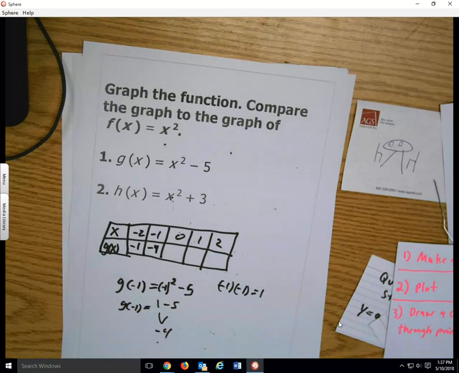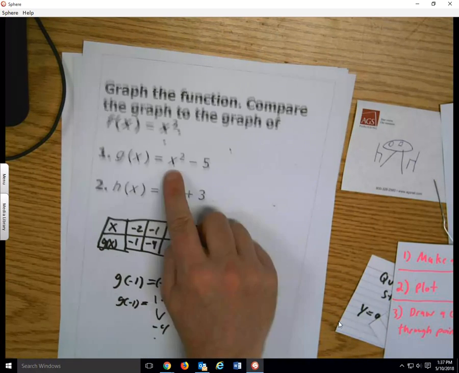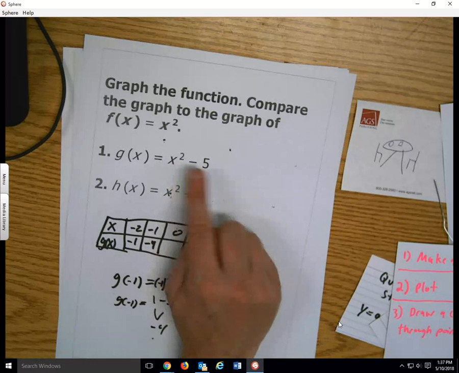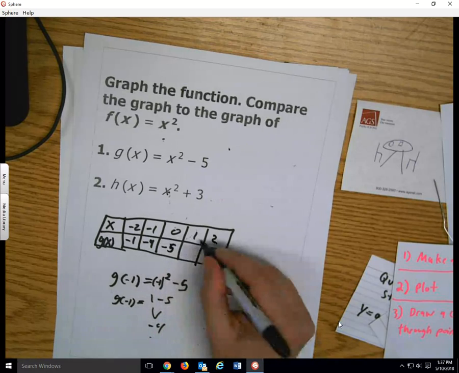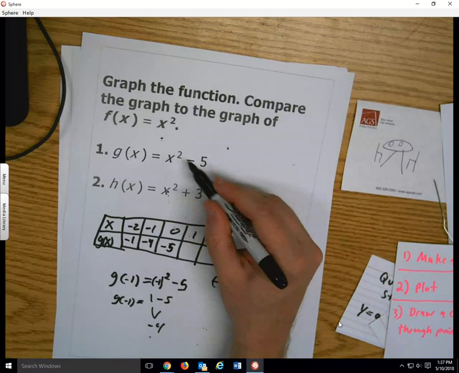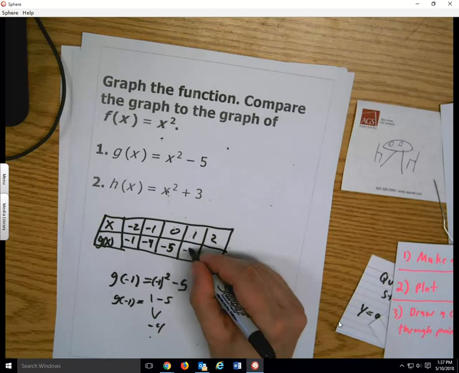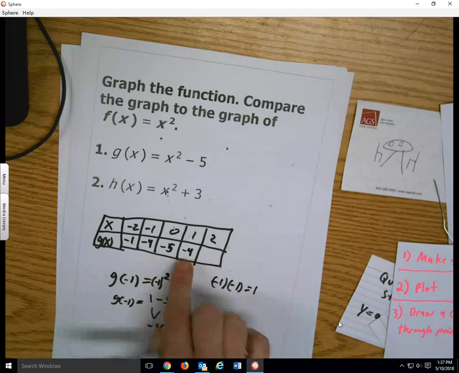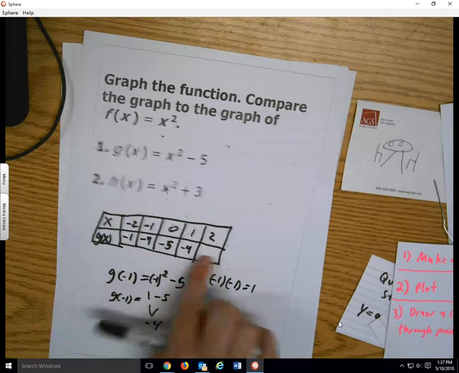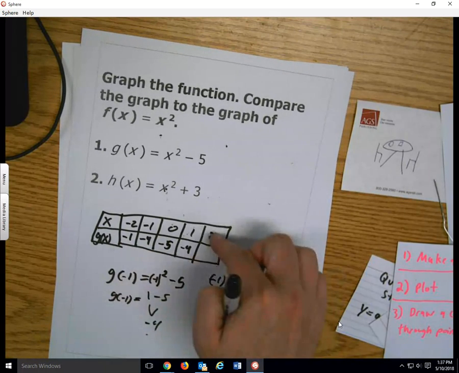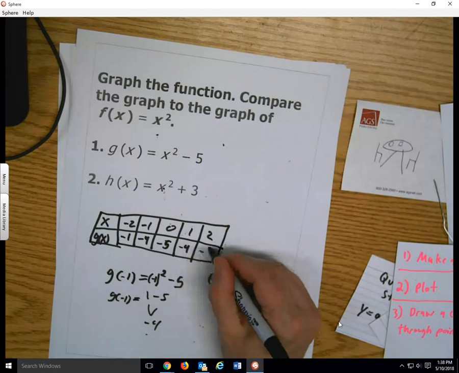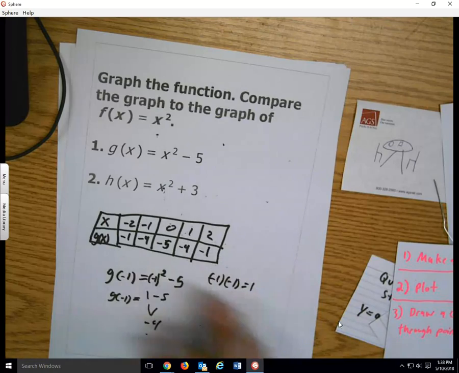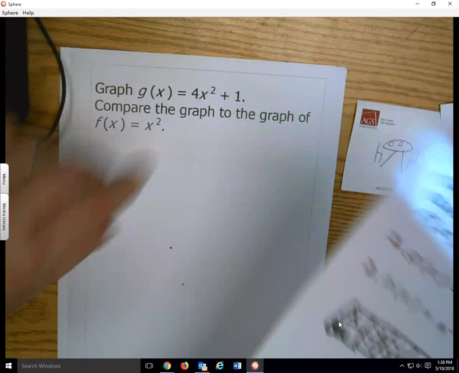What if you input a 0? Well, 0 times 0 is 0, and 0 take away 5 is a -5. What if you input a 1? Well, 1 times 1 is 1, 1 take away 5 is -4. It should look familiar. It should be symmetric, right? So this should be a -1, and sure enough, it is. 2 squared is 4. 4 take away 5 is a -1. So we have what we're going to use. Let's go ahead and graph it now.